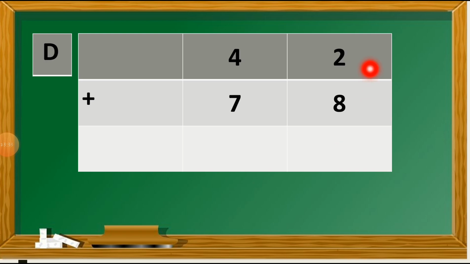Let's see number D. Here is the ones column. In the ones column there are 2 plus 8. So 2 plus 8 is equal to 10.